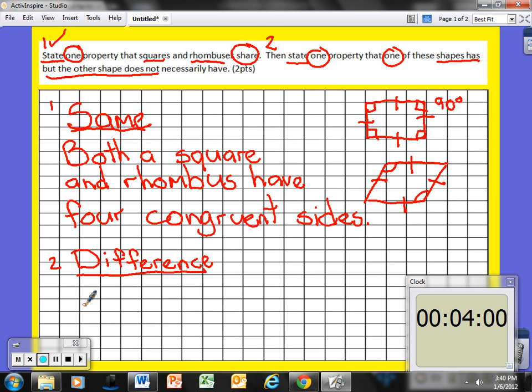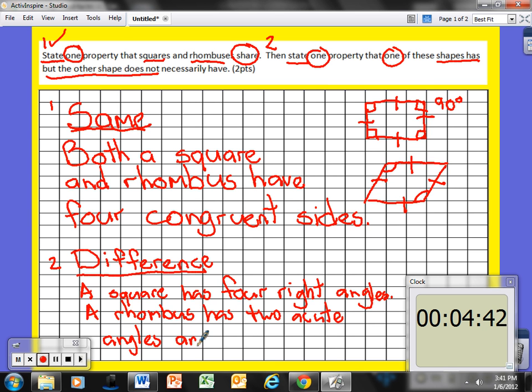So, come down here. My difference: a square has 4 right angles, a rhombus has 2 acute angles and 2 obtuse.